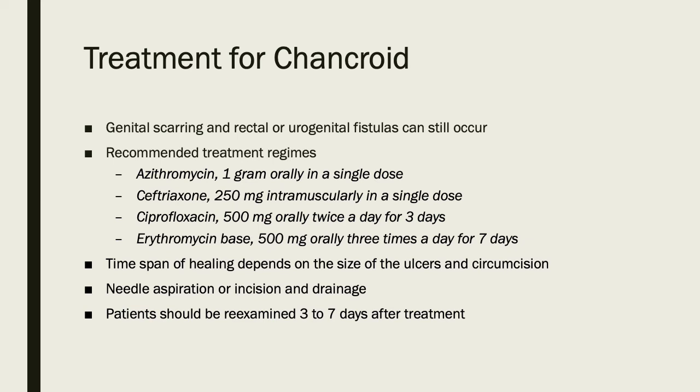The time required for complete healing depends on the size of the ulcer. Large ulcers might require more than 2 weeks. In addition, healing can be slower for uncircumcised men who have ulcers under the foreskin. Also, clinical resolution of fluctuant lymphadenopathy is slower than that of ulcers and might require needle aspiration or incision and drainage, despite otherwise successful treatment. Although needle aspiration of buboes is a simpler procedure, incision and drainage might be preferred because of reduced need for subsequent drainage procedures. Patients should be re-examined 3 to 7 days after therapy initiation.